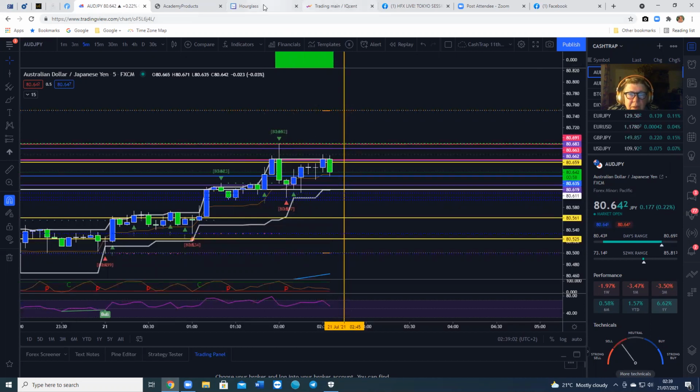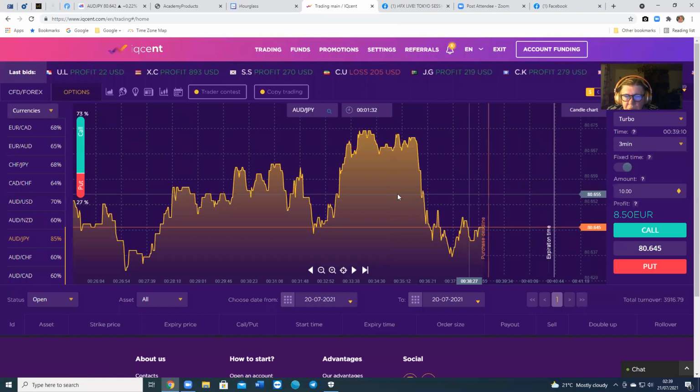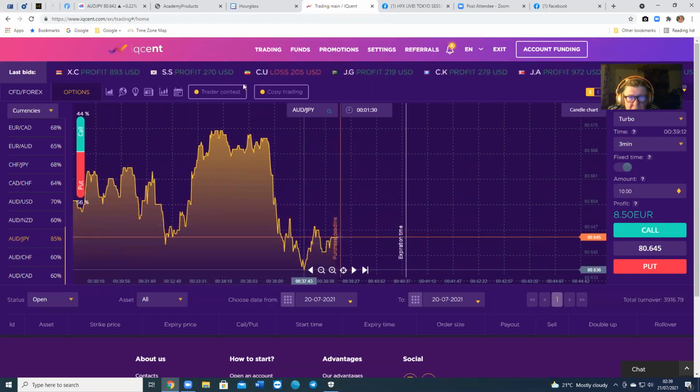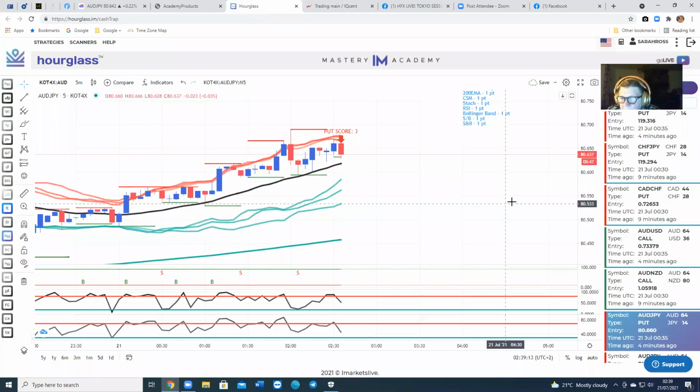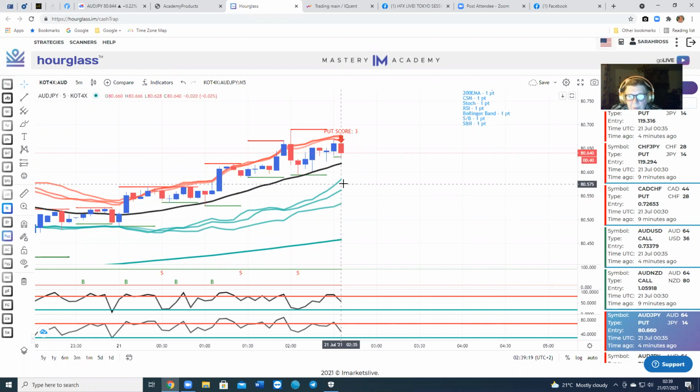That's just coming up to a new candle. So 642 there, 645 on the broker, HourGlass 637. So it's still a points difference of 8. The broker's 8 above what you're seeing on here. So you do have to take that into account.